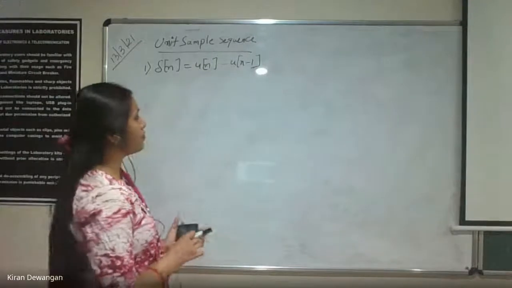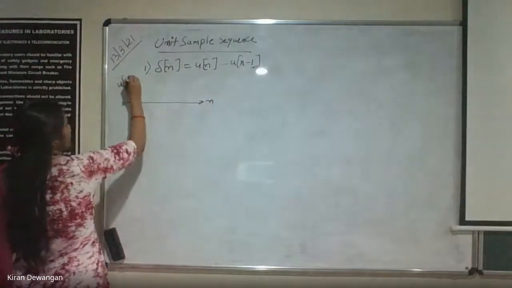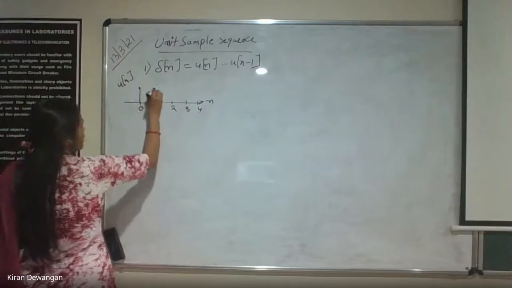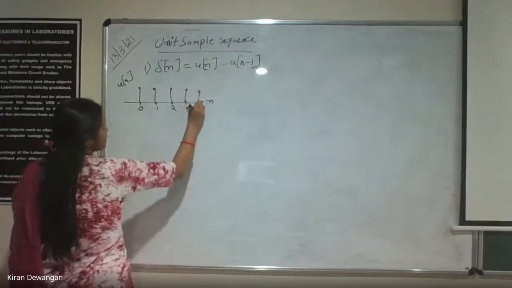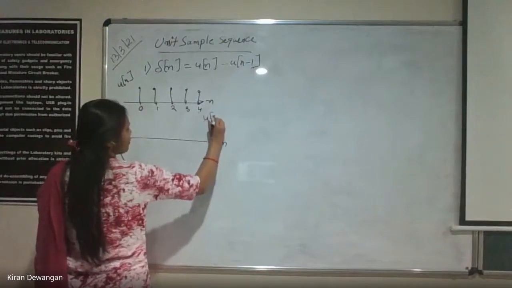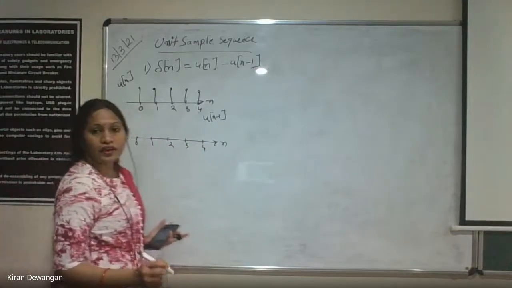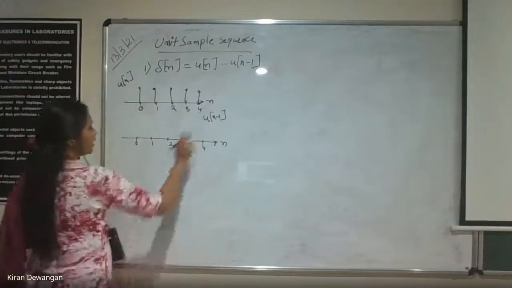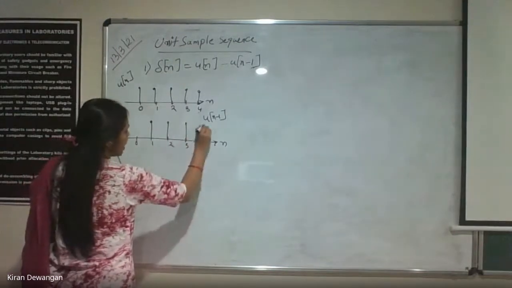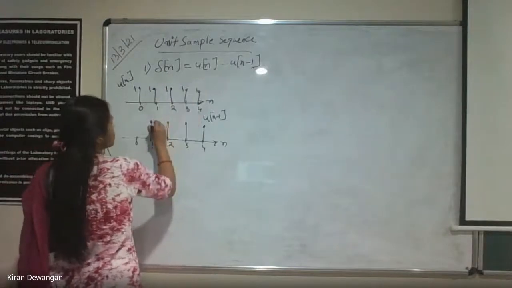Now, this can be easily explained. If I plot u of n, it starts at 0, 1, 2, 3, 4, and this is my u of n, correct? Now, if I plot u of n minus 1 for the same 0, 1, 2, 3, 4, where will u of n minus 1 start? It will definitely start from 1 because it shifts to the right. This is how the u of n minus 1 plot would look. All these values are 1.